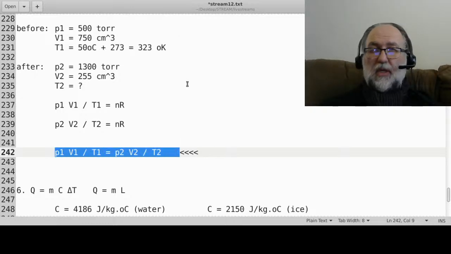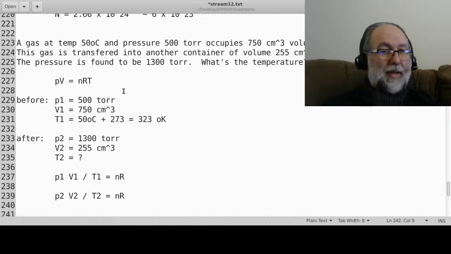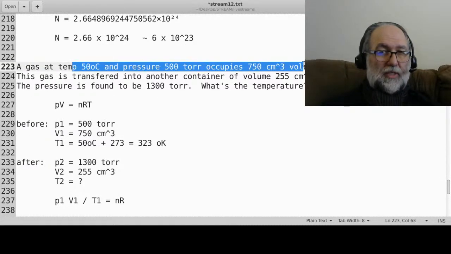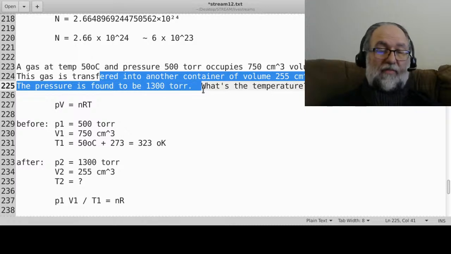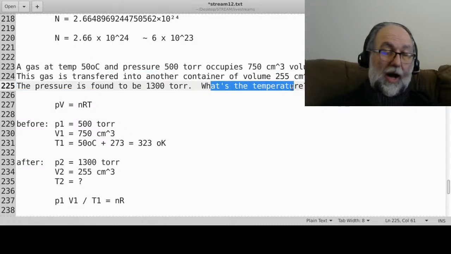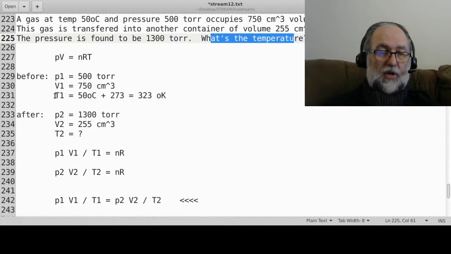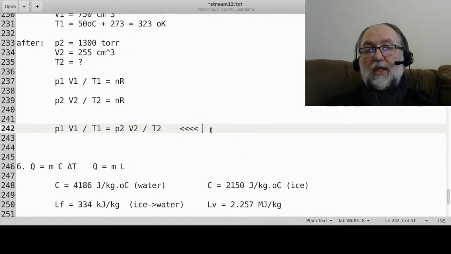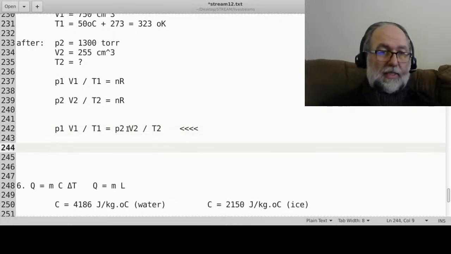But for these particular problems where you have the same gas, so you're not adding or removing gas, and you know the initial state and you know the final state or part of the final state, and you want to calculate one of the three quantities in the final state, pressure, volume, temperature, you can use this form right here.